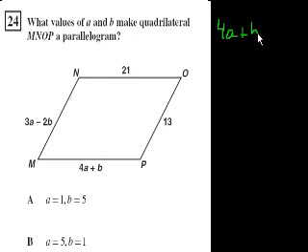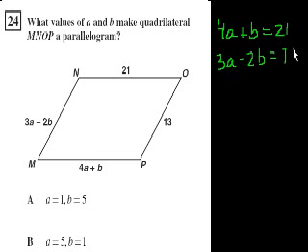4a plus b is equal to 21, right? Because they're opposite sides, so they should be equal to each other. Similarly, 3a minus 2b should be equal to 13, because they're opposite sides. So 3a minus 2b is equal to 13. And now we have two linear equations with two unknowns. So this is really an Algebra 1 problem in disguise.